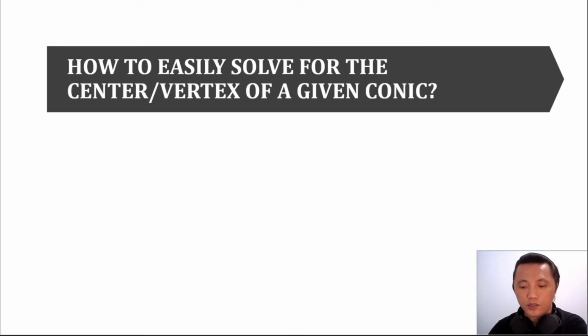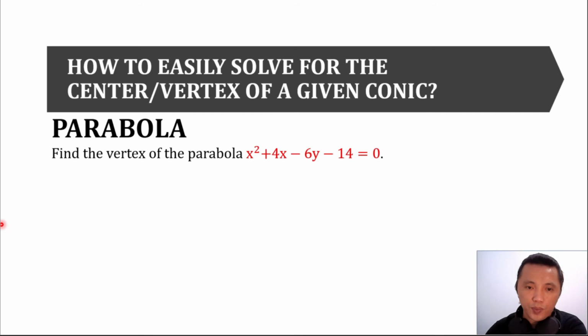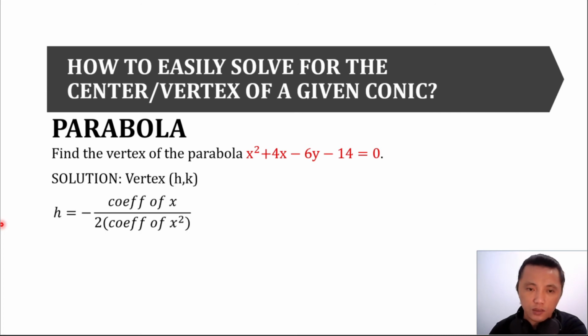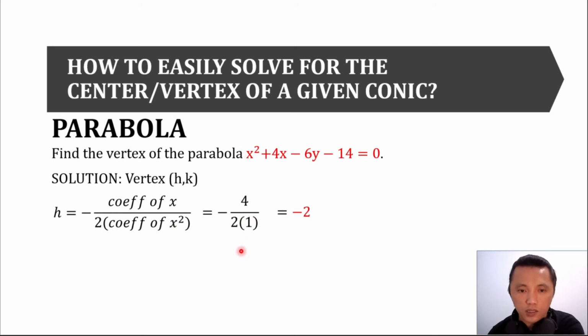Now we will solve for the center or vertex of a given conic. For a parabola, find the vertex of x squared plus 4x minus 6y minus 14 equals 0. We have the vertex at (h, k). h is equal to negative the coefficient of x all over 2 times the coefficient of x squared. Just remember this formula. That is negative 4 over 2 times 1, so h is at negative 2.